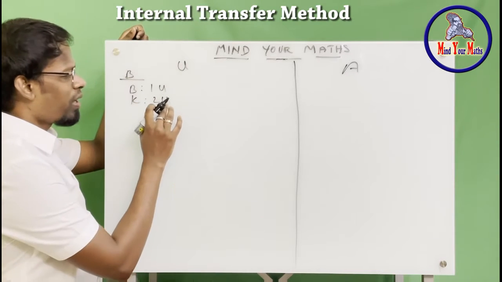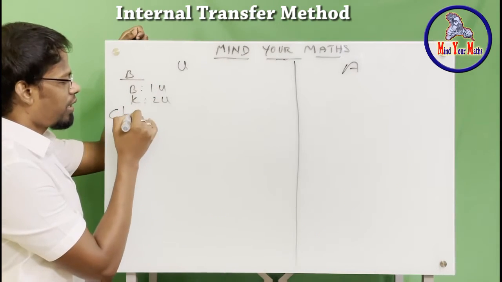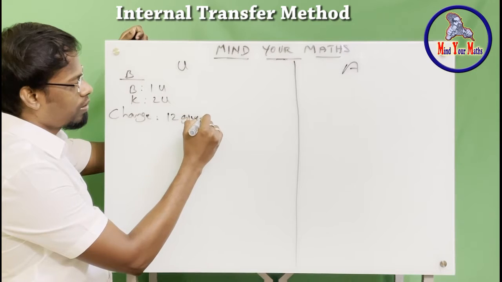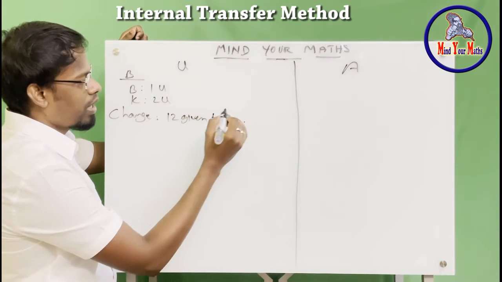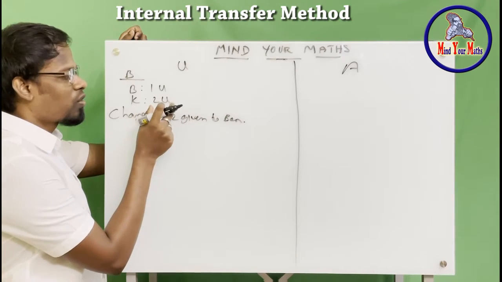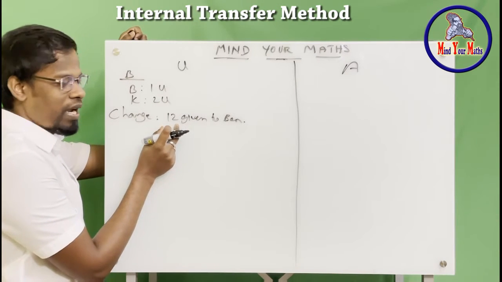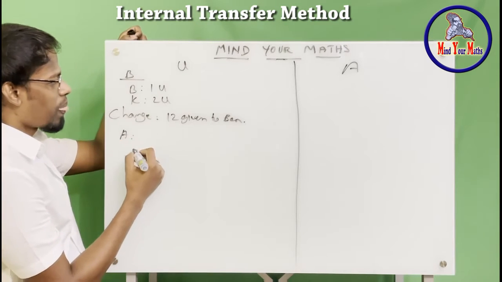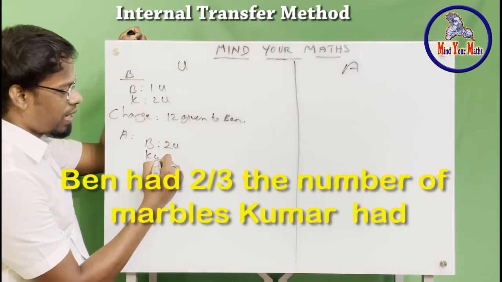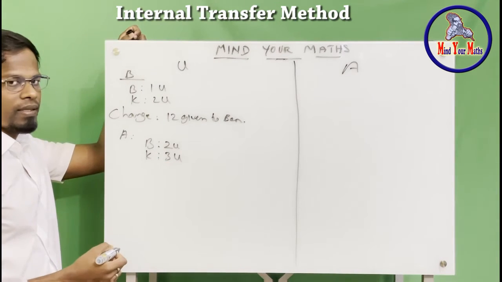Now Kumar gave 12 marbles to Ben. So the change is 12 given to Ben, which means Kumar has become less. Whatever Kumar had has reduced by 12 marbles. After that, Ben had 2 units, and Kumar has how many units? 3 units. Okay.